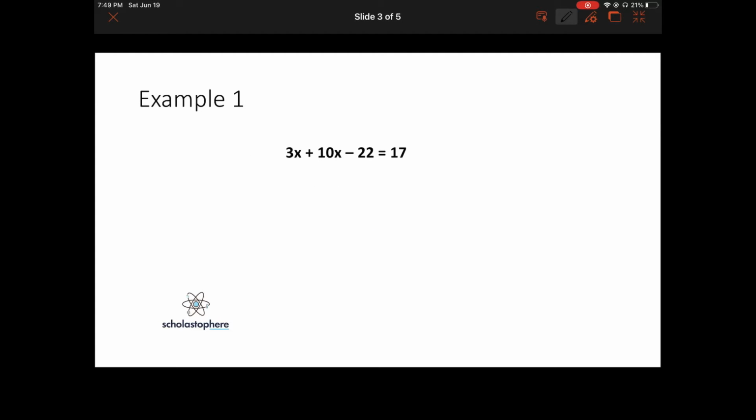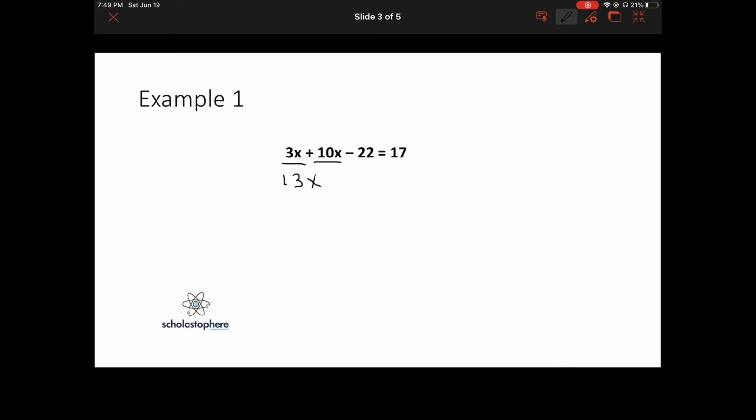So we have example 1 here: 3x plus 10x minus 22 equals 17. Let's first determine what the like terms are. We have two variable terms, which are 3x and 10x, and two constants, which are negative 22 and 17. Let's first combine the variables, 3x and 10x. So 3x plus 10x gives us 13x.